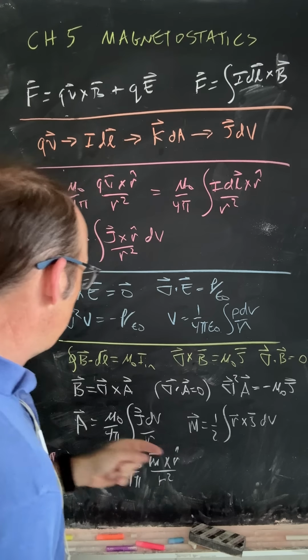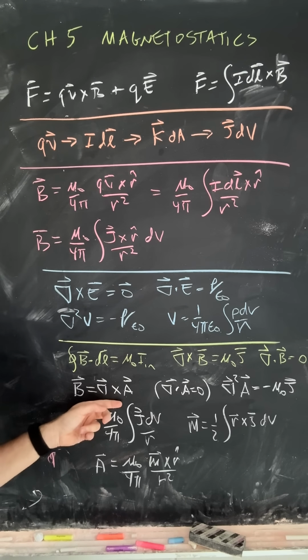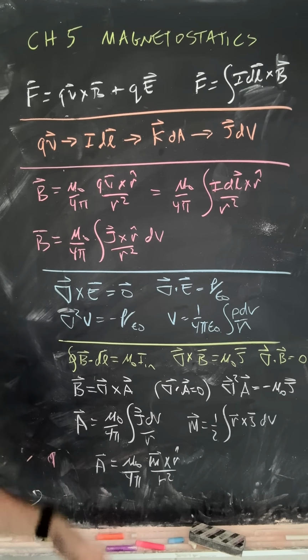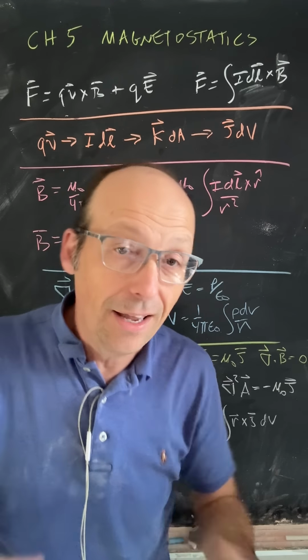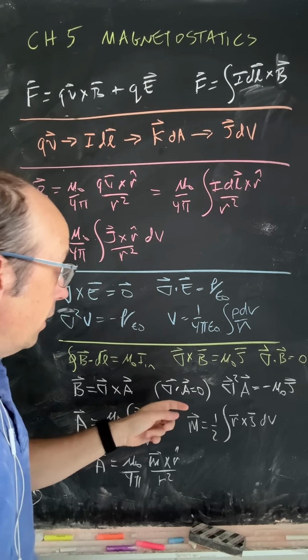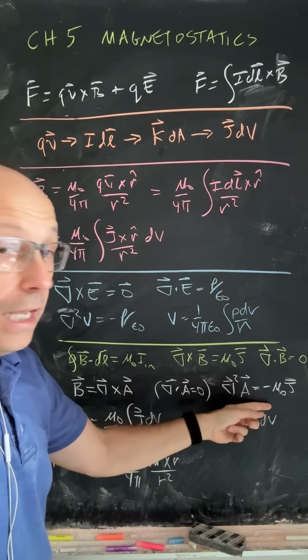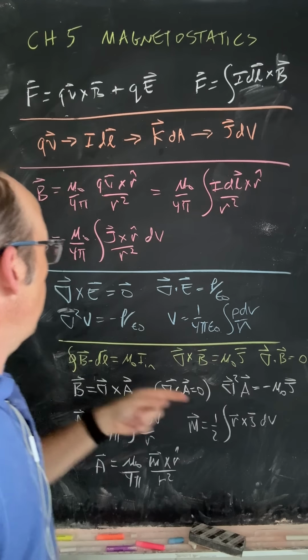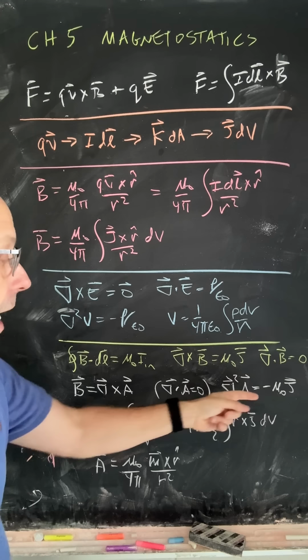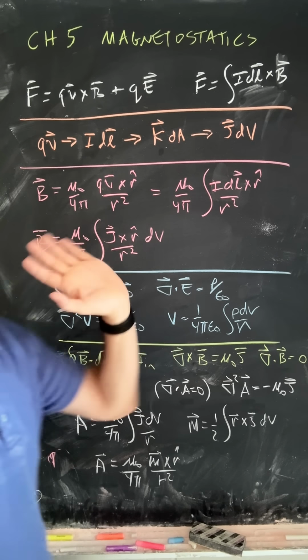But because of this, we can pick a vector potential A such that that's still true if we define B as del cross A. B is the curl of A, where A is the vector potential. Picking the special choice that the divergence of A is 0, we get this vector Laplacian equation that looks like this equation. So that means that the solution for A is like the solution for V, but it's a vector.